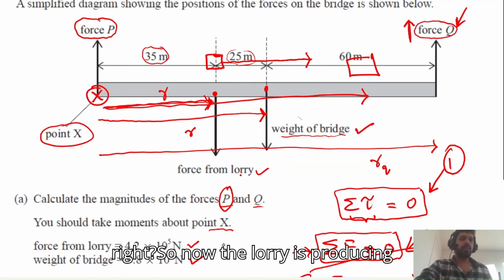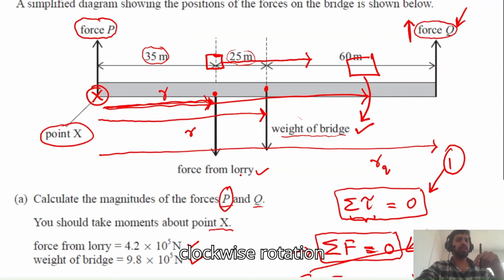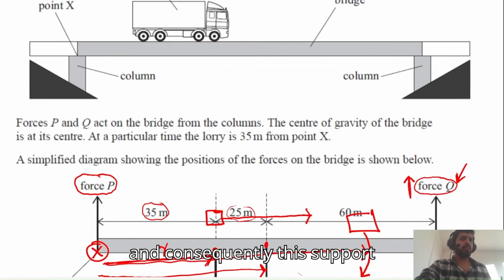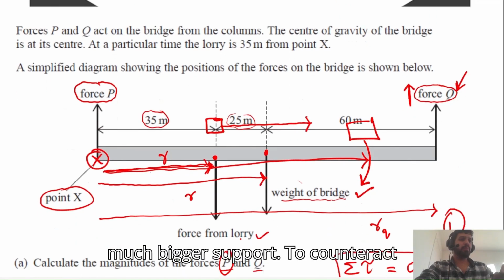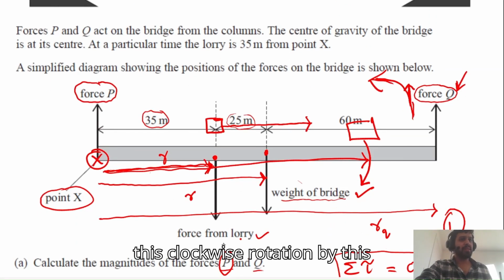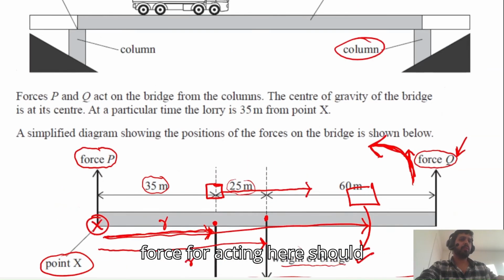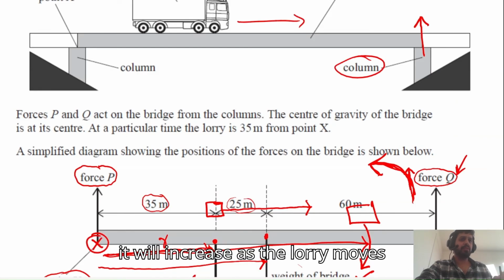So now the lorry is producing a much bigger clockwise rotation, and consequently this support column has to provide a much bigger support to counteract this clockwise rotation by this anti-clockwise rotation or counterclockwise rotation. So that's why force Q acting here will increase as the lorry moves forward.